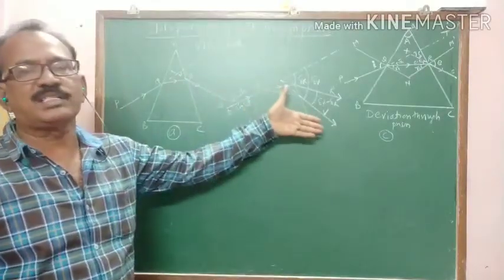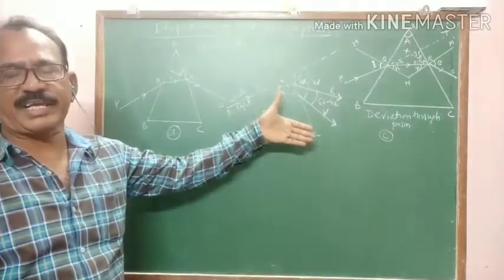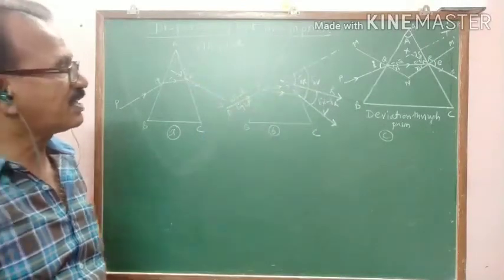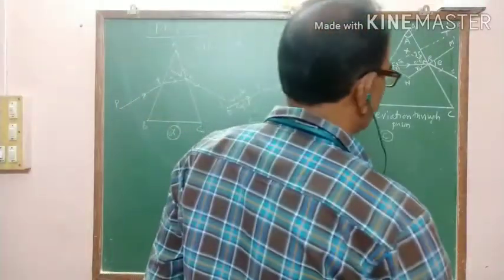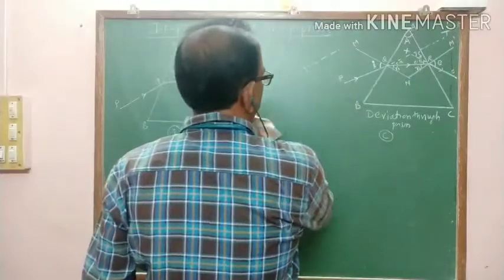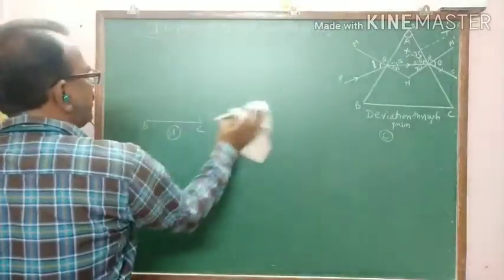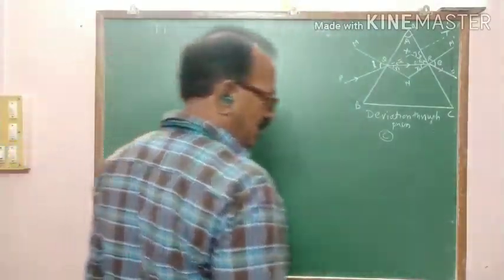So this is the dispersion of light we have taken. Now after this we have to go for the deviation through the thin prism, and we have to derive a very important formula.